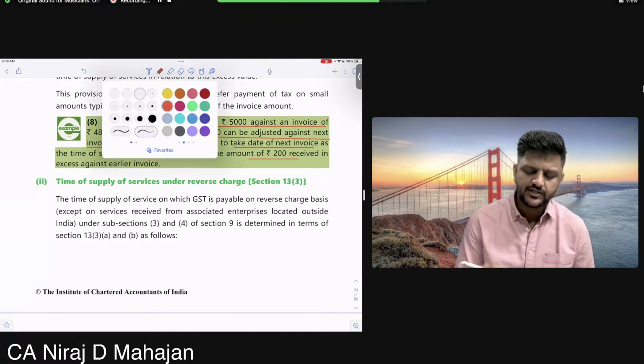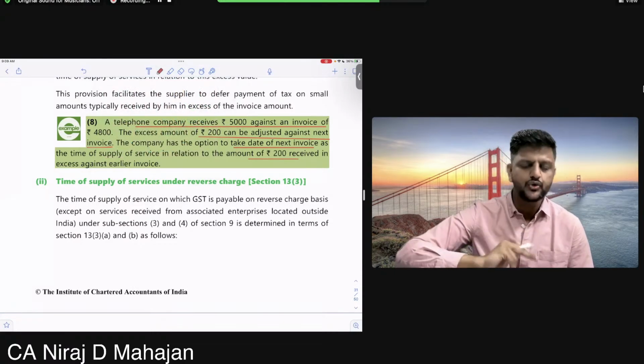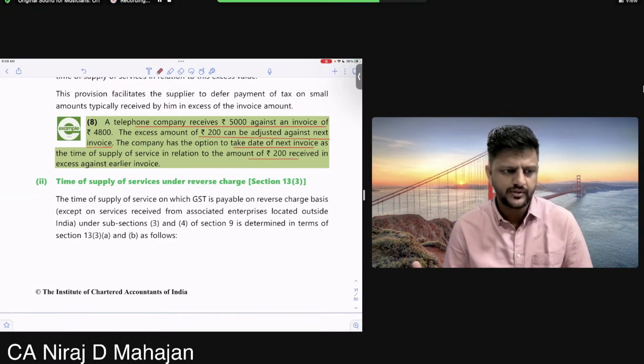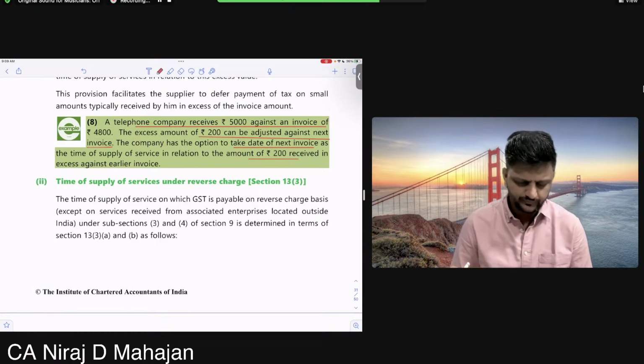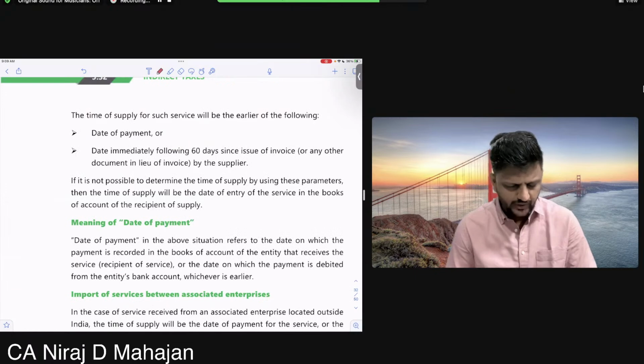Logically, it is better to take it in the next invoice, because you're going to adjust it against the next invoice. Okay. Ready?